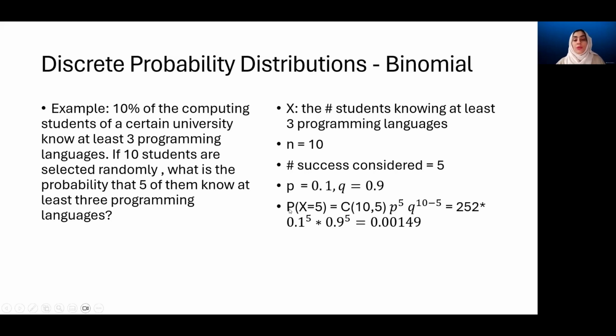Then we need to compute the probability of x being equal to 5. For this, we use the same expression, the PMF. We choose 5 from 10. P, the probability of success, is raised to the power represented by the number of successes, which is 5, and q is raised to 10 minus 5. And we get this answer, which is 0.00149, a very small probability. If we convert it into a percentage, it is 0.149%. It's the chance that out of 10 students, 5 of them would know at least 3 programming languages.